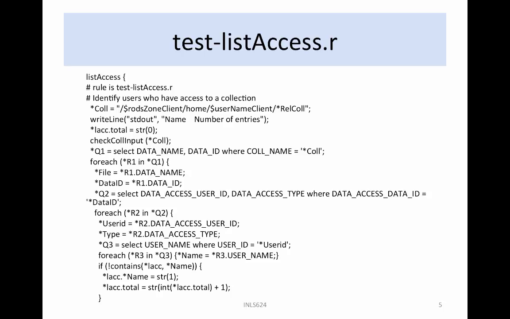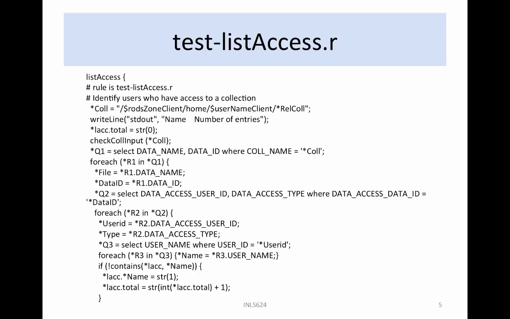The rule test listaccess.r is shown here. The rule has an input parameter *Rel call that defines the collection that will be checked. The collection name is checked to verify its existence. A list *LACC is used to record all persons who have access.